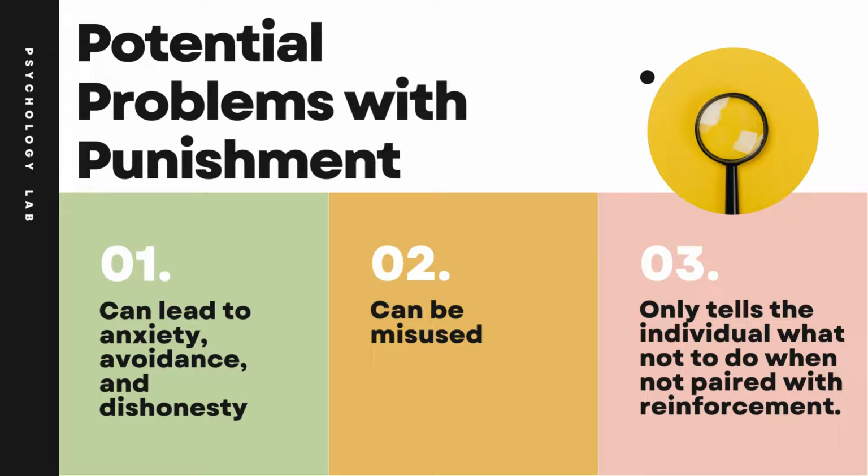Punishment can also be misused. Sometimes a parent may find that a punishment is not effective and may then conclude that a more severe punishment would be more effective. As you can imagine, this can then escalate into punishments that are unreasonable at best, or at worst, punishments that may be very aversive and even considered abusive towards the other individual.